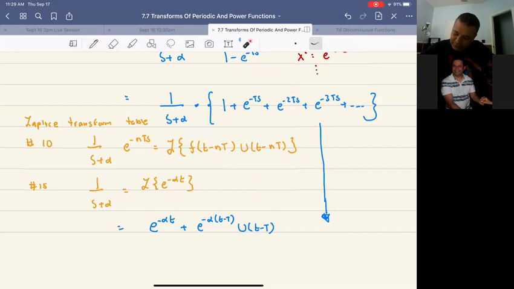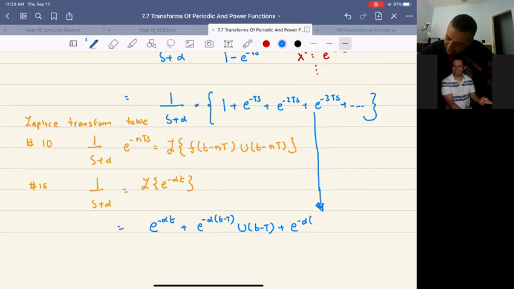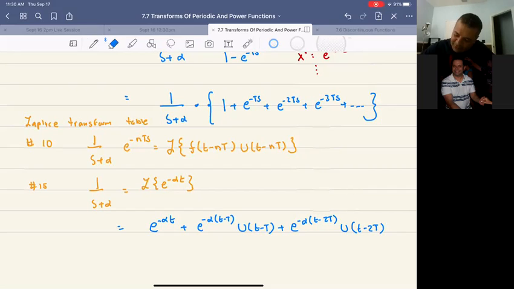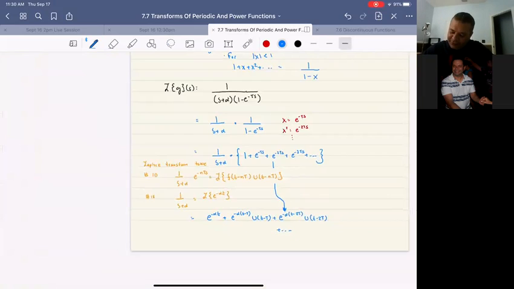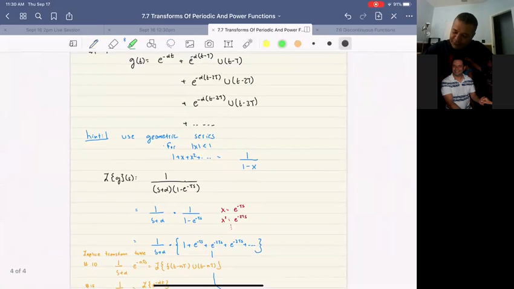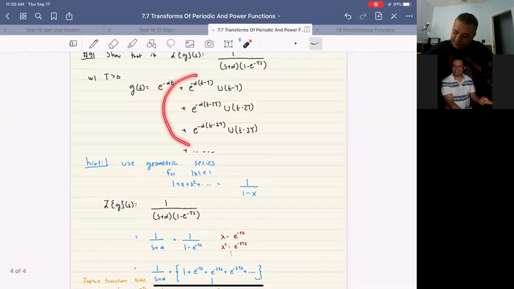Plus e to the negative alpha t minus 2t, u of t minus 2t. That comes from this one. And we could just keep going forever and ever like that. And that gives us our result. That's precisely what this is saying. So that's number 9. We'll look at number 10 next.